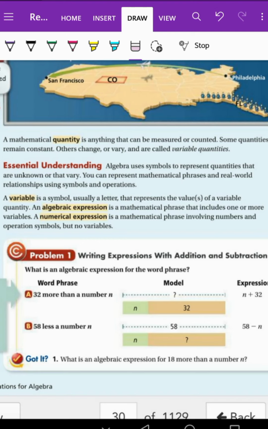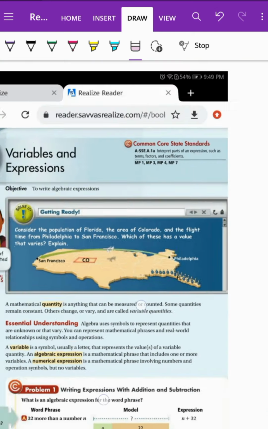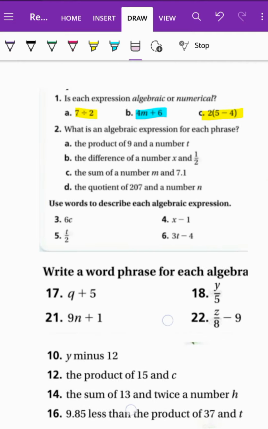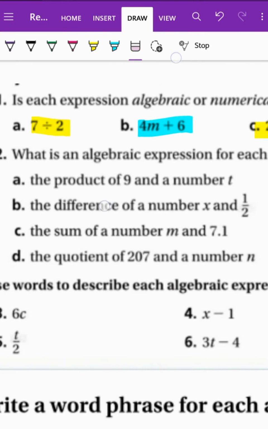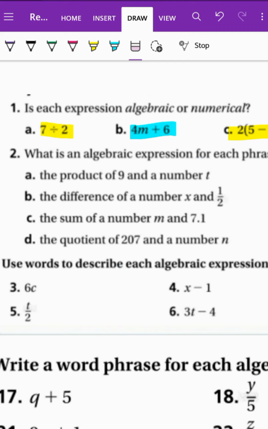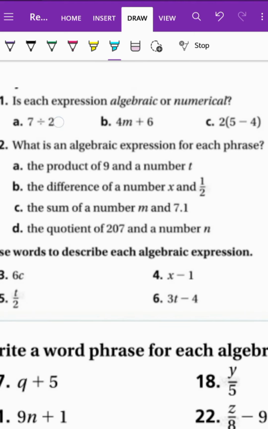Rayyan will explain the difference between the algebraic expression and the numerical expression by taking one example from here. Rayyan, is each expression algebraic or numerical? The first one, A, what is it? Numerical. Can you tell me why, Rayyan? Because it doesn't have a letter. A letter or a variable, yes. And B, Rayyan? It is algebraic. Why do you call it algebraic, not numerical? It has a letter.